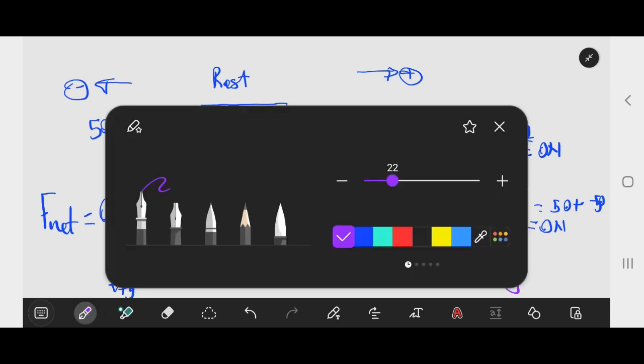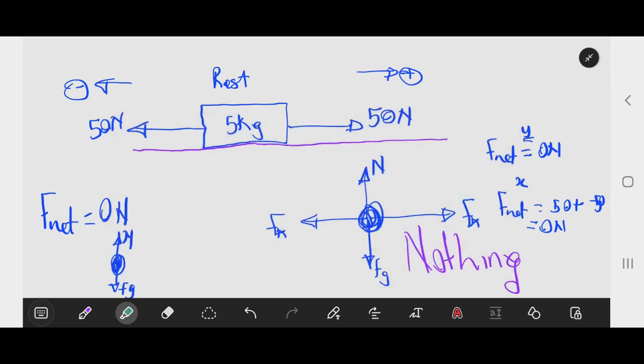The object will not move at all, right? The object will remain at rest. And why is that so? That is because the net force is equal to 0. An object will remain at rest unless a net force acts on the object. We had two forces acting on the object, but nothing happened to the object. Why? Because the net force is equal to 0.